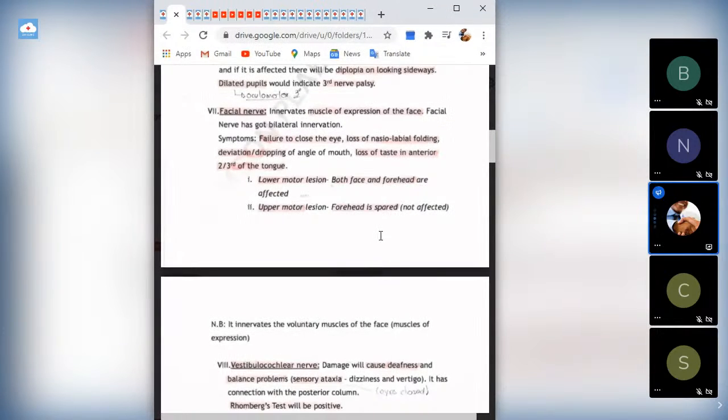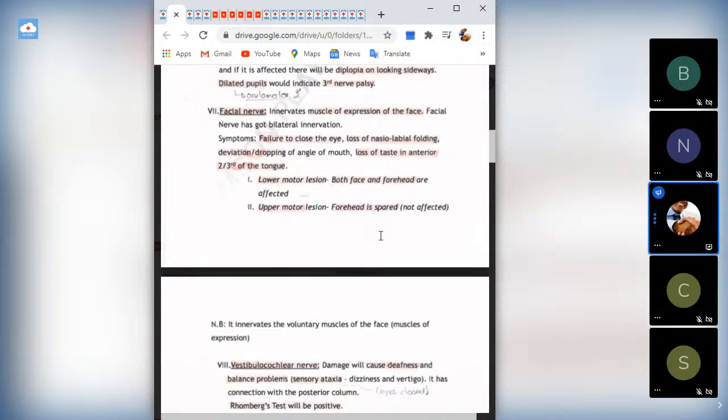Okay, but if it's upper motor neuron, that wrinkling will be present. If it's lower motor neuron, the wrinkling will be absent. Okay, so there's this rule that says that the upper part, which is from the angle of the eyes upwards, will not be affected. Okay, so that's how you know that there's an upper motor neuron lesion of the facial nerve. Then also you go and test the tongue.